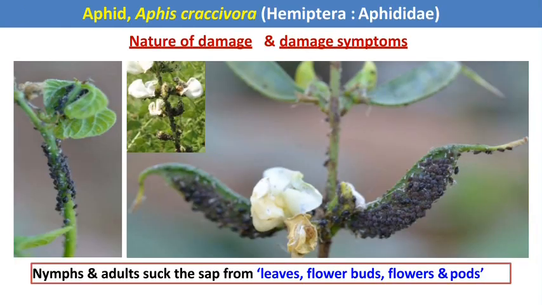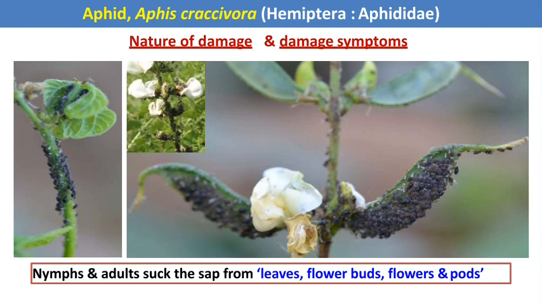Then the next pest is aphids. It is also one of the major sucking pests of nearly all the pulse crops. The species is Aphis craccivora. The aphid reproduces parthenogenetically. It means that the female aphid directly gives birth to the young one instead of laying eggs.